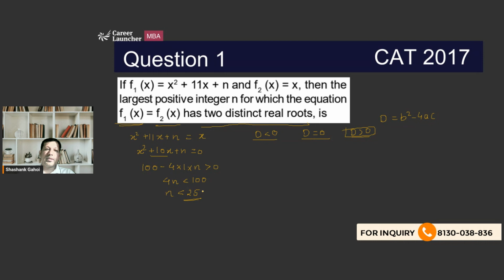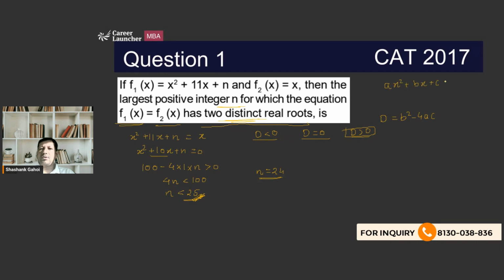It can be any number less than 25, but it is talking about the largest possible integer, so the largest possible integer is going to be n equal to 24. n cannot be greater than 24. If n becomes equal to 25, both roots are going to be equal, and after that the distinct condition will not hold true. That's the reason n should be less than 25, not less than or equal to. So whenever you see a question on quadratics, first of all, compare everything with ax square plus bx plus c.